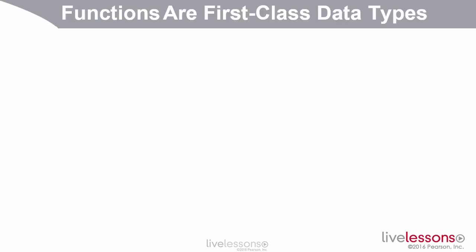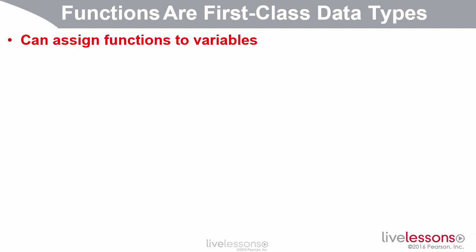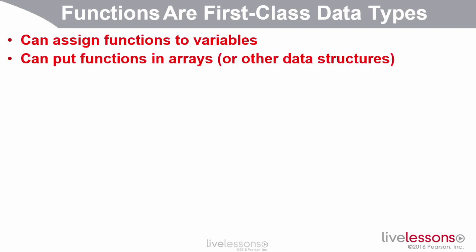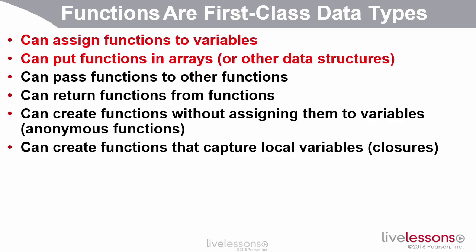When you say that functions are first-class data types, what you mean is that you can do the same general sorts of operations with functions as you can with other data types, like, for instance, numbers and strings. So in this section, I want to look at two things: the fact that you can assign functions to variables, and that you can put functions in arrays or other data structures. In later sections, we'll look at some other features as well. Okay, let's illustrate these ideas in Firebug.